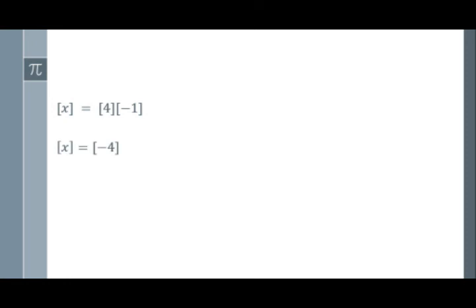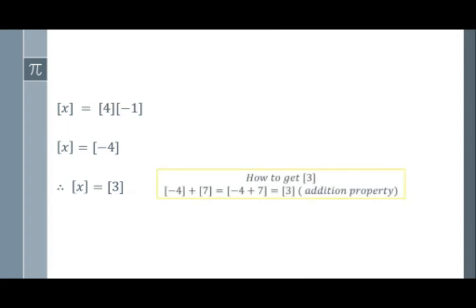And we get the congruence class of x equals the congruence class of -4. Therefore, the congruence class of x is equal to the congruence class of 3. And this is how we got the congruence class of 3. We take the congruence class of -4, which is the inverse of the congruence class of 2, plus the congruence class of 7 from modulo 7, and we get the congruence class of 3 by the addition property.